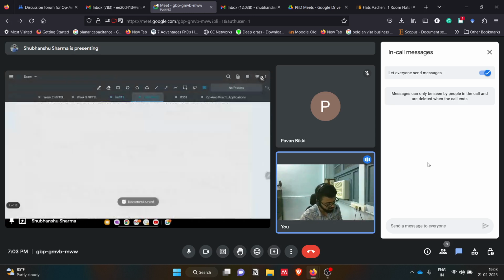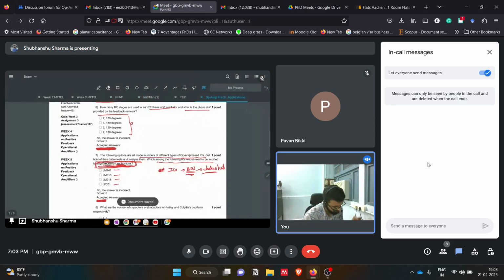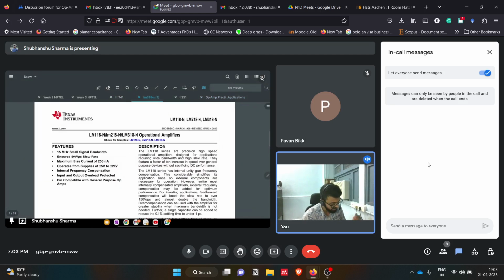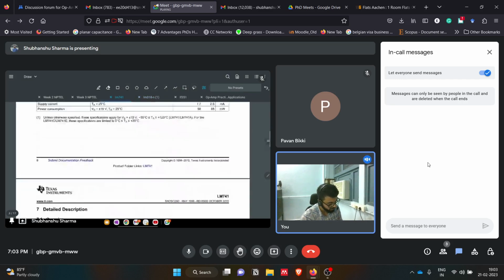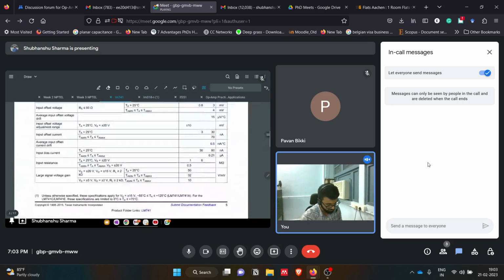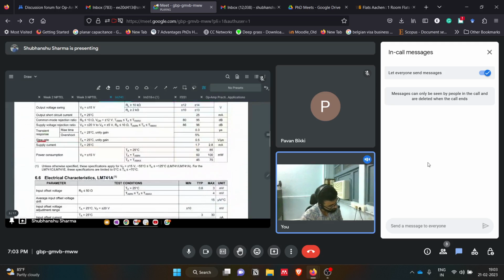Then there was another IC, the LM318. I think it is a better IC because in some ICs they give the bandwidth right at the start, so you can get the features in the starting. It has a very good slew rate, 50 volts per microsecond. Initially, how much slew rate was the LM741 having? It was very low, only 0.5 volt per microsecond.